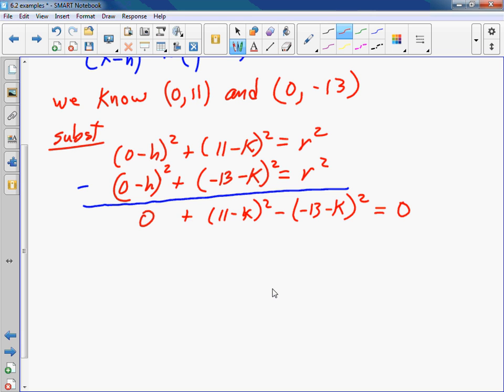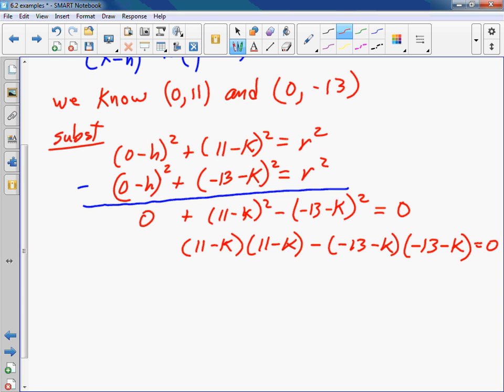Let's expand this a little bit. And somebody yesterday in 6th period said (11 - k)^2 is 121 + k^2. And I was just like, what in the heck are you saying? I just about went ballistic. Well, and you got to get that B term as well.